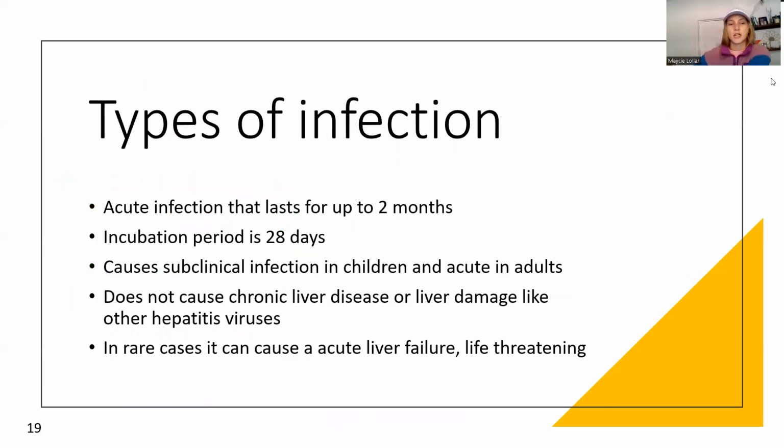So the types of infection of HAV. So HAV causes an acute infection that lasts for up to 2 months, and its incubation period is 28 days. However, in some cases, it causes subclinical infections, which is typically in children. The acute infections are more typically in adults. HAV does not cause chronic liver disease or liver damage like the other hepatitis viruses, but in rare cases, it can cause acute liver failure, which is life-threatening.